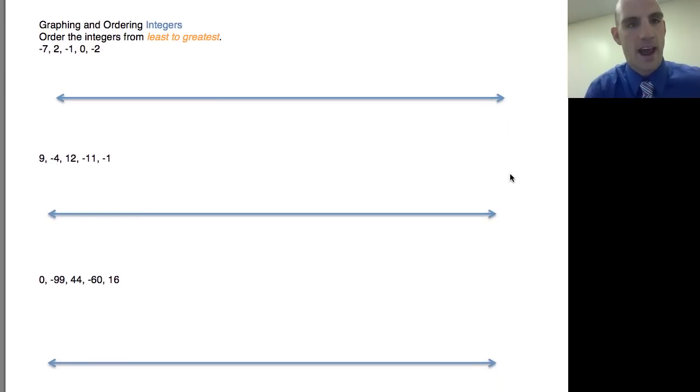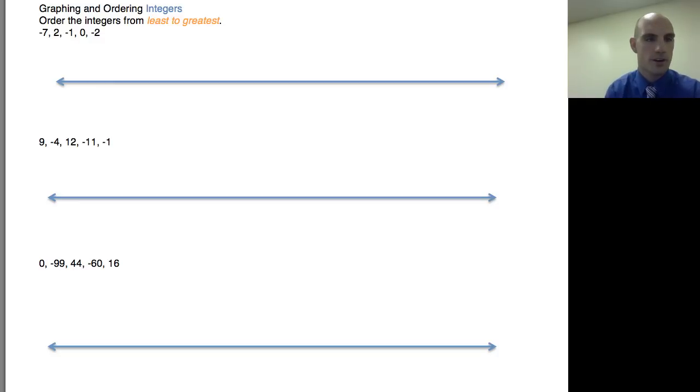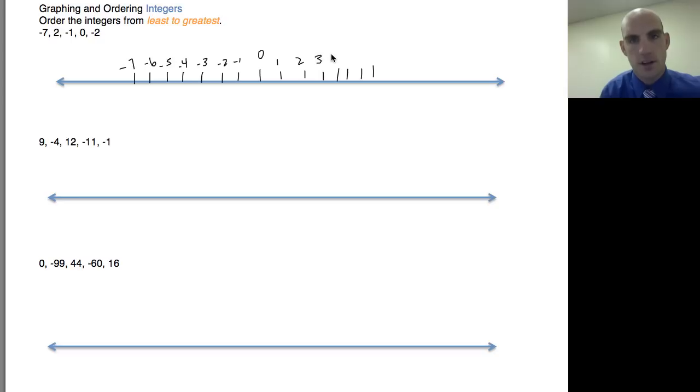We can graph and order integers using a number line. What I'm going to encourage you to do is put these on the number line, and it's going to help us rank them. So if I look at what I've got already, I can do -1, -2, -3, -4, -5, -6, -7, and 1, 2, 3, 4, 5, 6, 7. If I put these on the number line, this is -7, and 2 is over here. -1 is here. 0 is here.